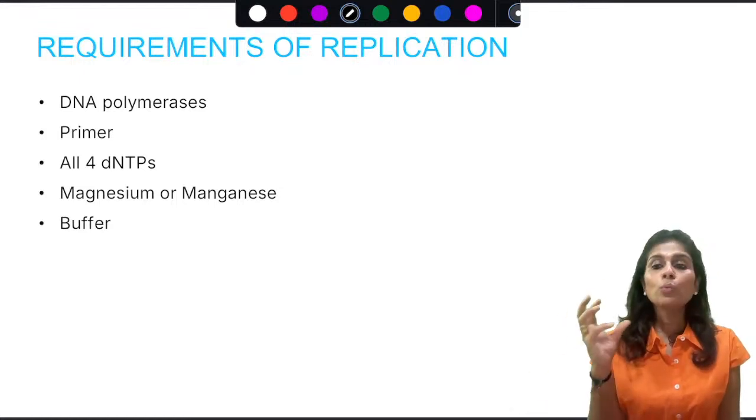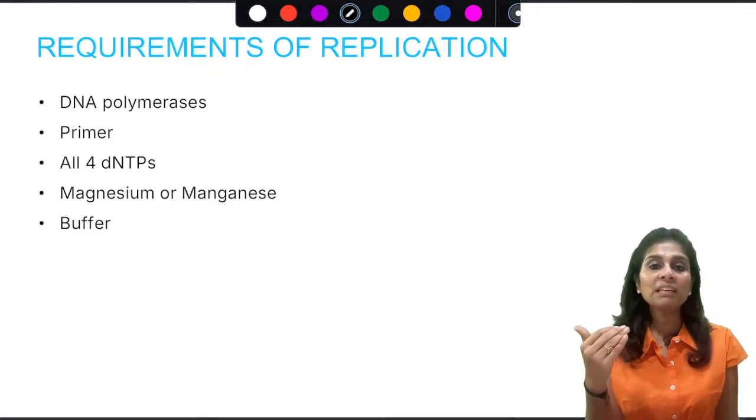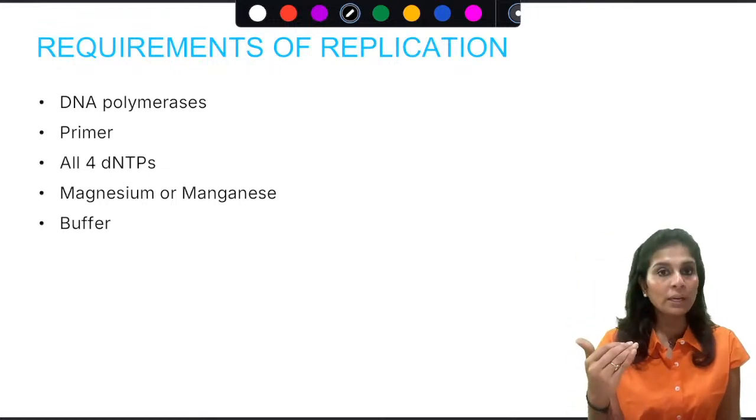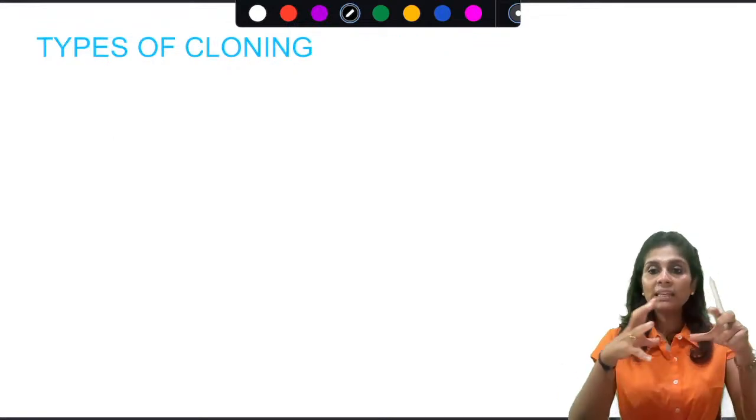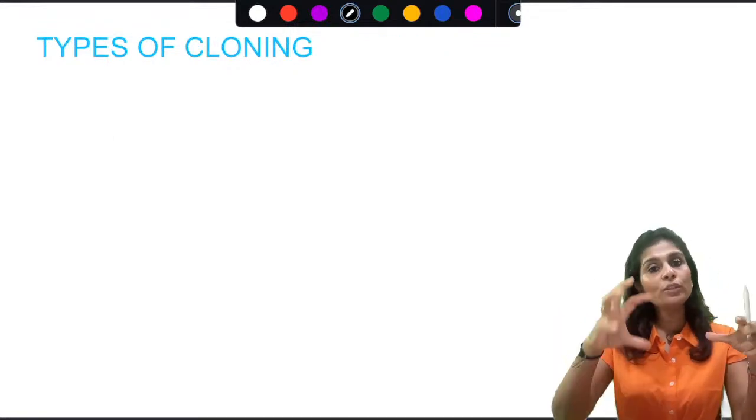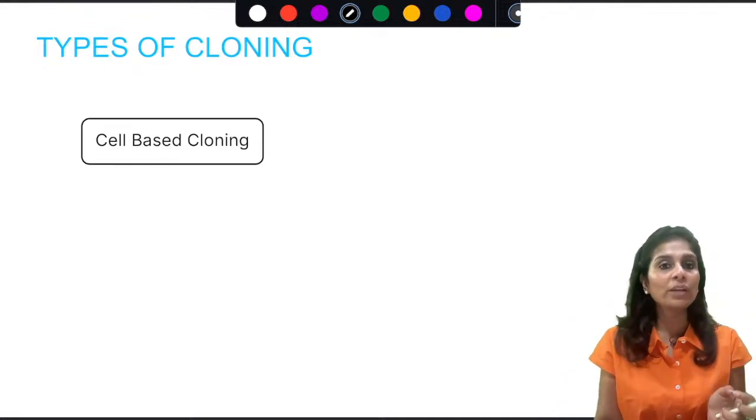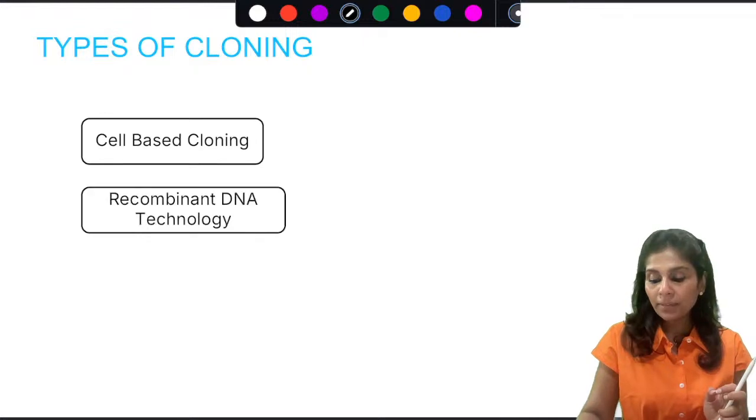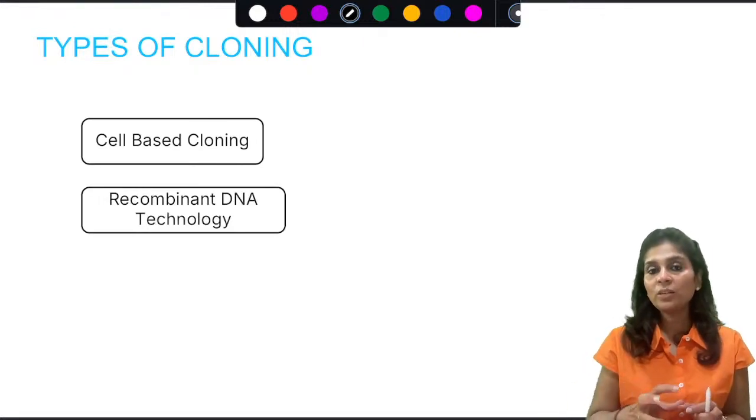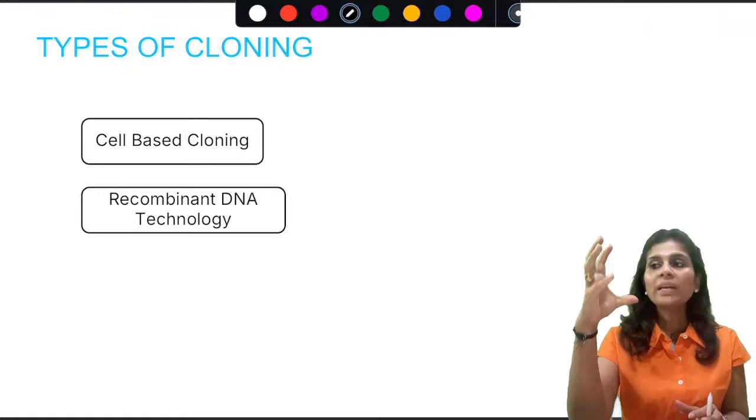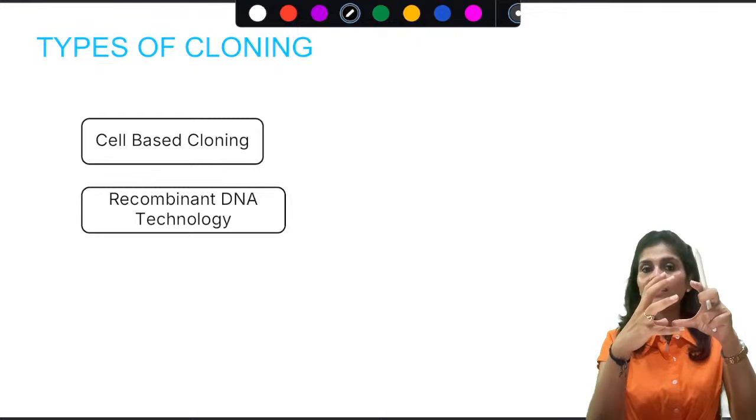Now, depending upon what is going to provide you with all these requirements of replication or all these requirements of cloning, cloning is of 2 types. One is if a whole living cell like E. coli provides you with all the requirements of cloning, then that is called cell-based cloning, which is nothing but recombinant DNA technology. So what do we do in recombinant DNA technology? We take the gene of interest, we attach the gene of interest with a vehicle which is called a vector.